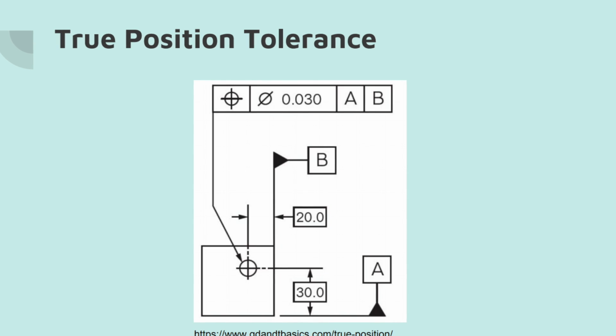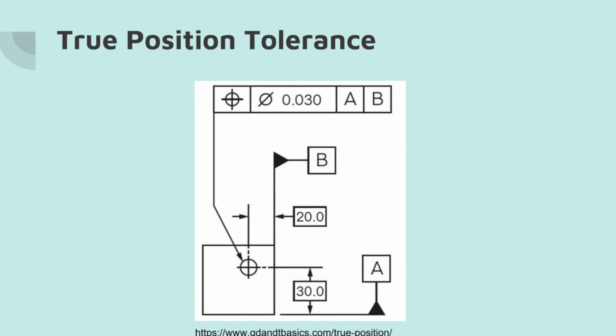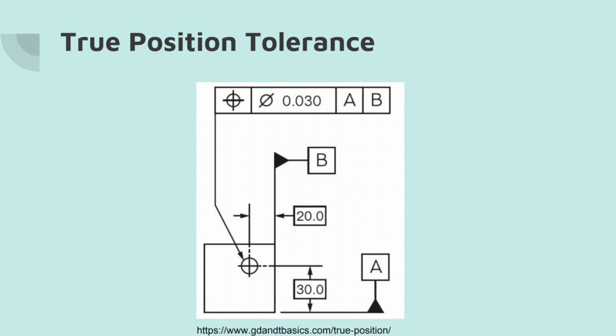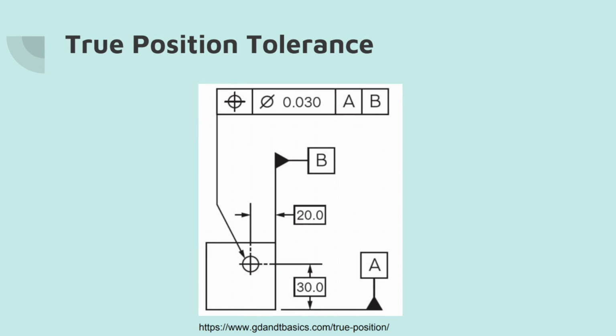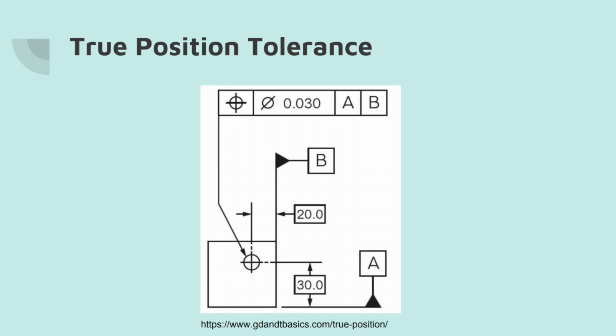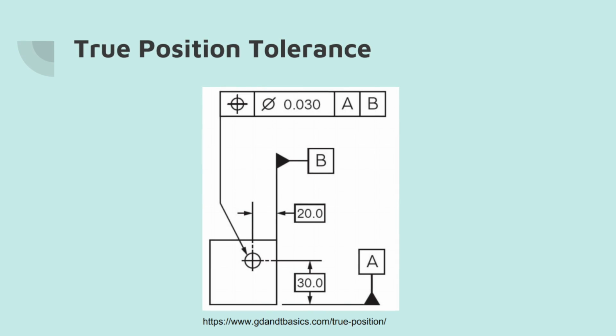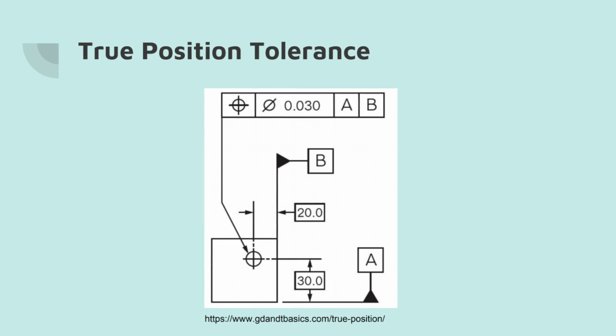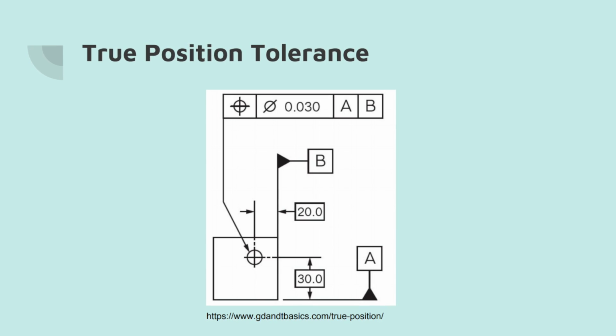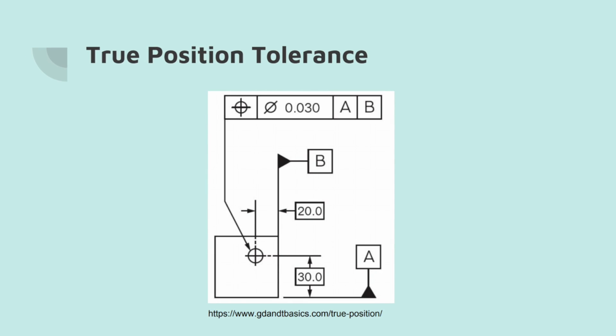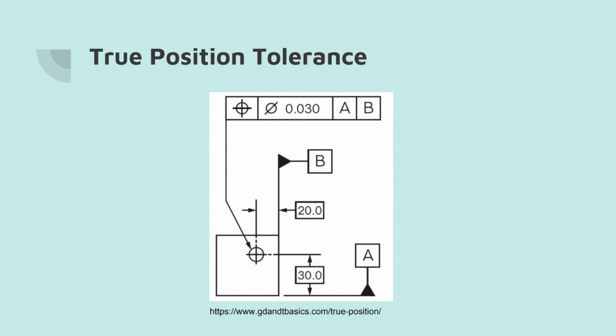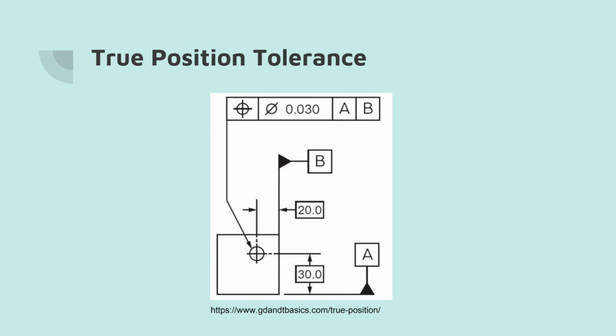This is a position tolerance. A true position tolerance is used when one wants to precisely define the location of a feature on a part. In this figure, the engineer uses a position tolerance to define the location of a hole using the datums A and B. The engineer defines the hole as 30 inches up from datum A and 20 inches to the left of datum B. A true position tolerance is useful when the location of a feature on a part needs to be exact in order for that part to function properly.